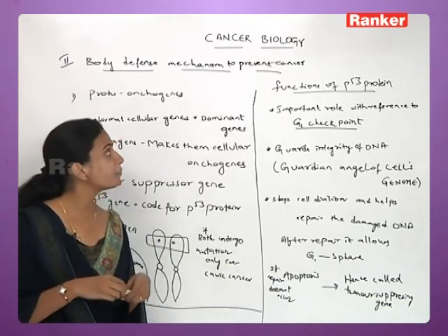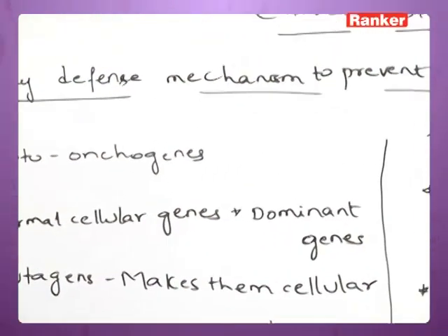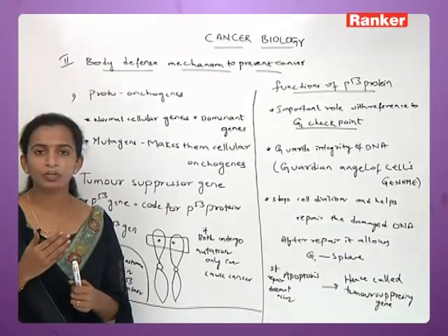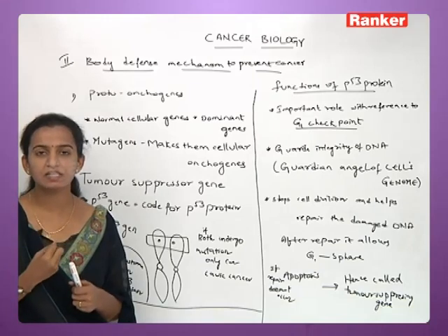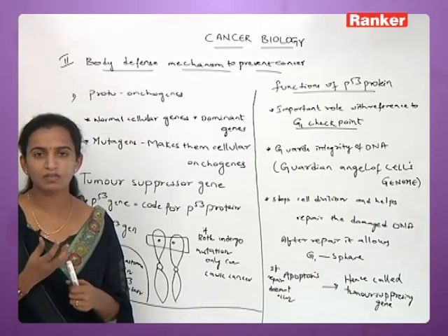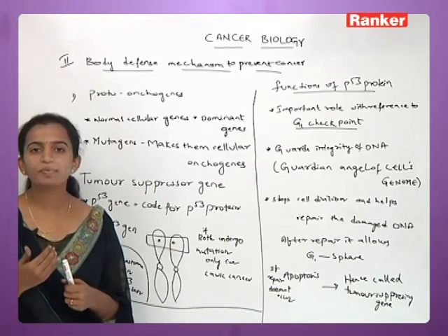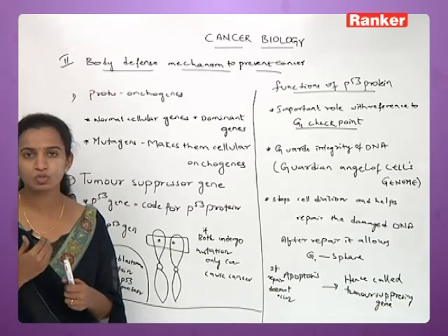So let us see here. We can see the body defense mechanism to prevent cancer. That means there are some natural body defenses which go against cancer. In order to prevent a normal person from cancer, there are defense mechanisms taking place in our body, fighting to stop the cancer. So let us see what those things are which help us stop the cancer.